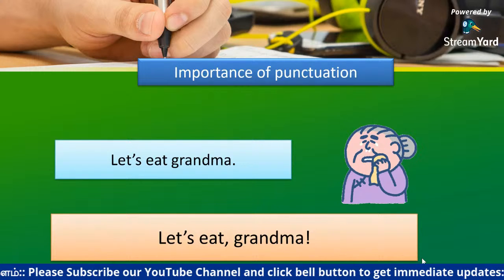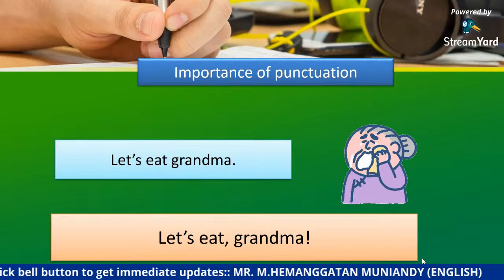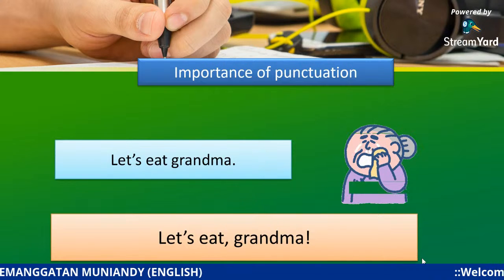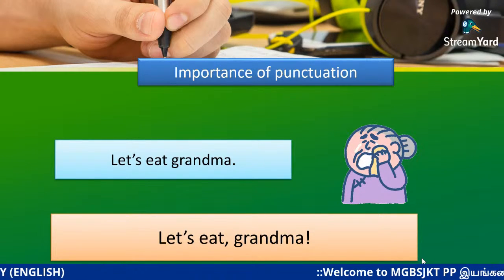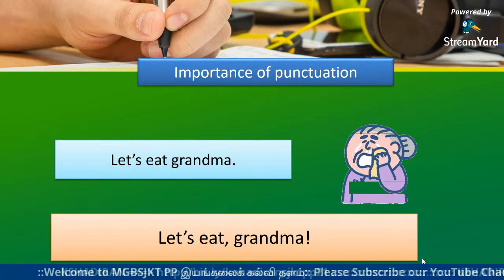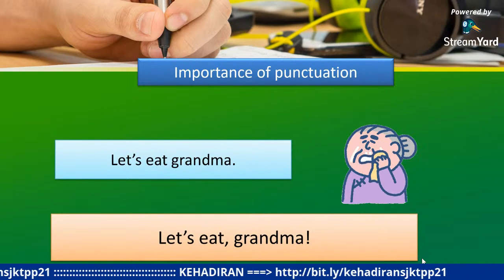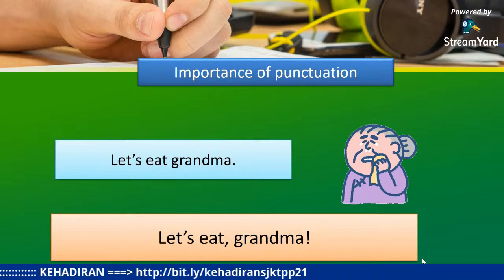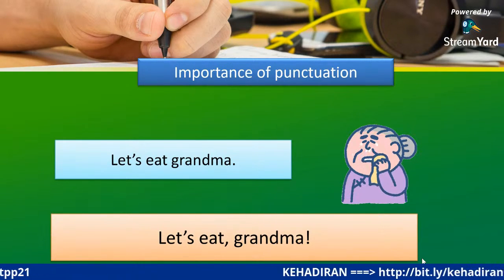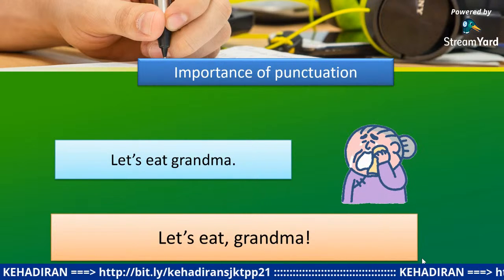Now, if I read the second one, I will read it as let's eat, grandma. My dear viewers, look at the way I'm reading them. The first one, which is wrongly punctuated, is read as let's eat grandma. Number two, let's eat, grandma. You are inviting your grandma to eat with you, not eating your grandma. So, my dear viewers, if you find this funny, please don't do this in your writing later. All right? Okay, so we move on to the second example.